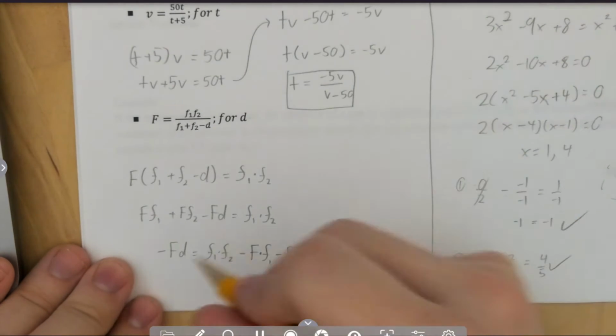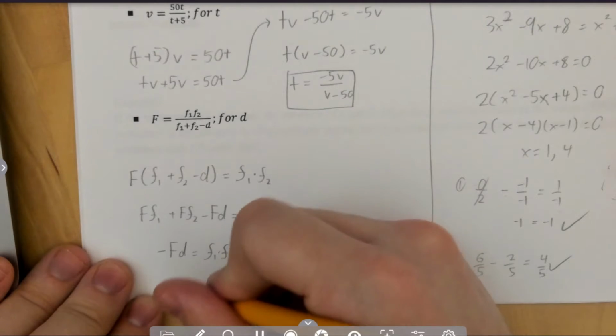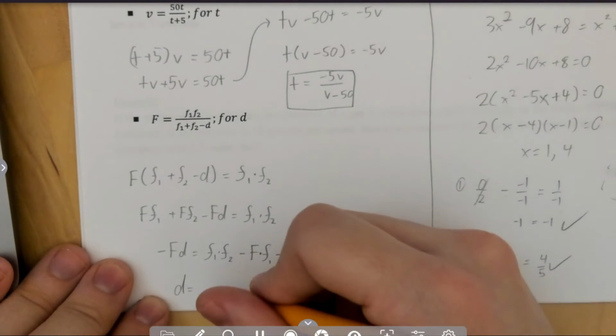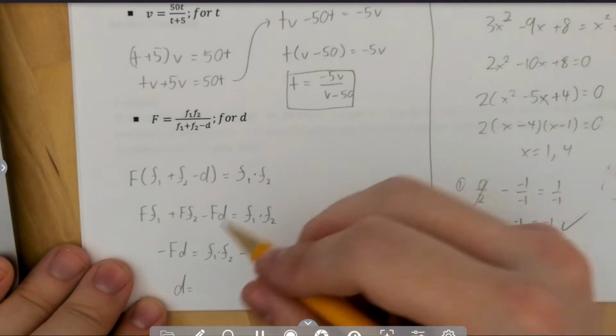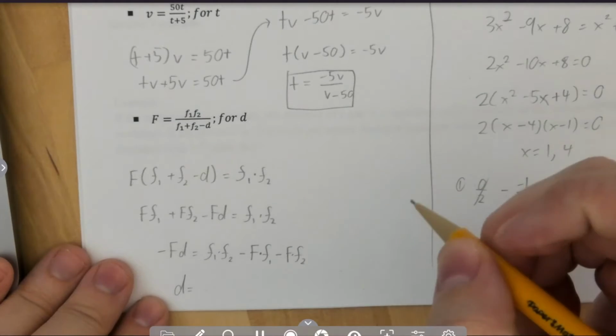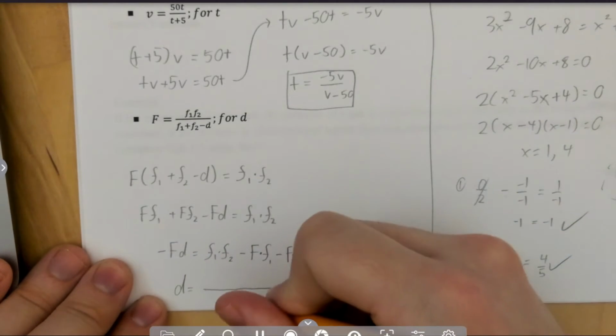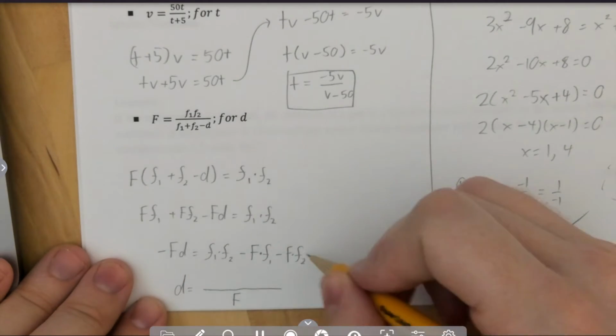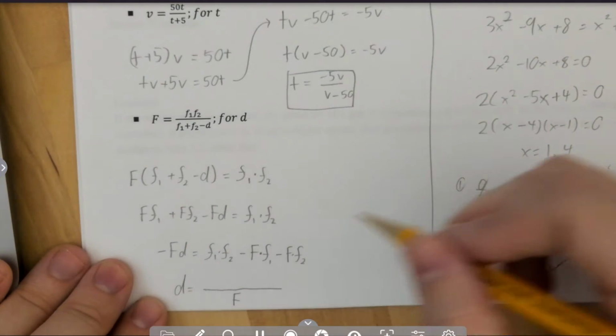And I'm almost done. I just need to get d by itself. So what I will do is divide by negative F. When I divide by negative F, one thing that's true is we typically don't like a single term to have a negative on the bottom of a fraction. There is an F on the bottom, but that negative, I'm actually going to distribute it through all these terms. And I'm going to rearrange as I go.